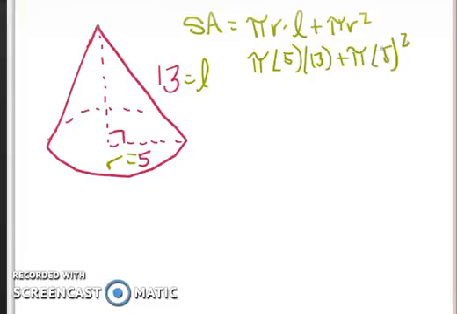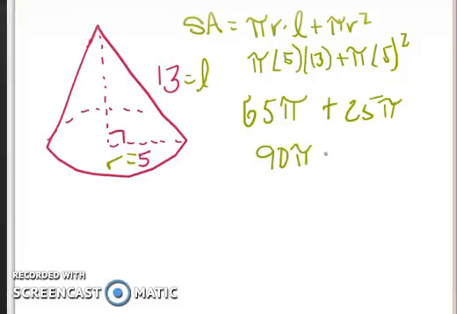Plug all this in here. We're going to do 5 times 13, and we get 65 pi. Then we're going to do plus, and this is going to become 25 pi. We can add those two together, and we're going to get 90 pi, in square units because we're talking about surface area. There we go. That was super easy.